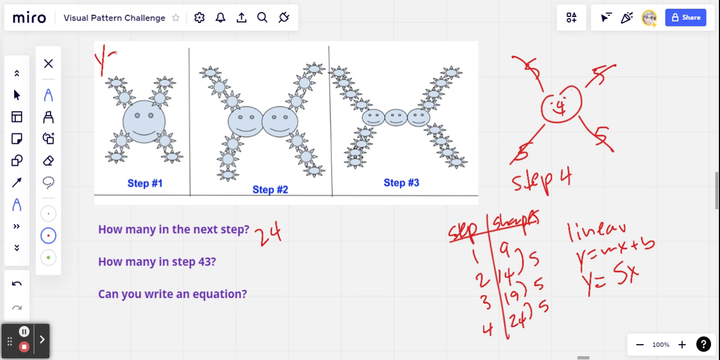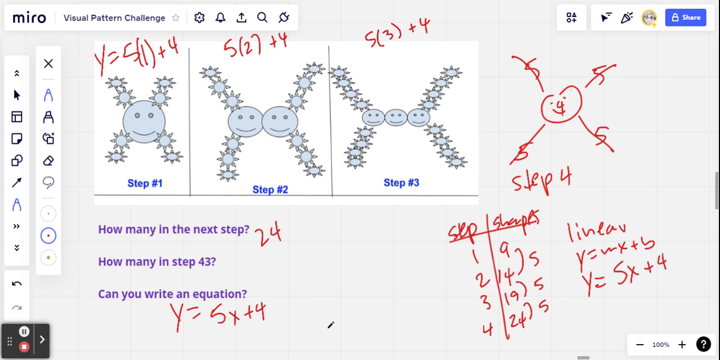So x stands for the step number, so we'll put in step number 1 here. So y equals 5 times 1. That would be 5 shapes total. But we've got 9. So it looks like we need to add 4 more. So we can put that here for our b. So y equals 5x plus 4. Let's test that in step 2. So 5 times step 2 plus 4, that would be 10 plus 4 is 14. Yep, that's what we got in step 2. And in step 3, 5 times step 3 plus 4, 15 plus 4 would be 19. Beautiful. So that is working out, and we can be confident that this equation is y equals 5x plus 4.